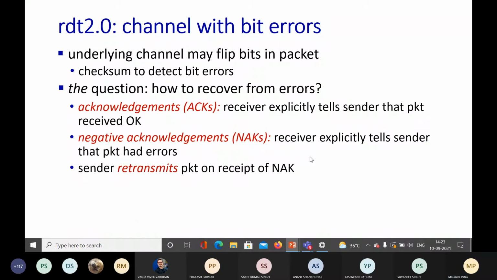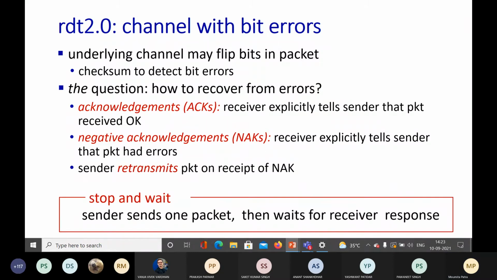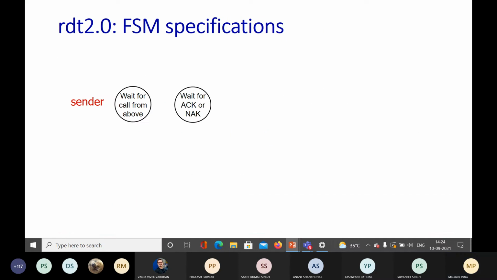So basically, what's the concept that's been used here? The sender sends a packet and then it waits for an acknowledgement from the receiver side. Whether it is an acknowledgement or a negative acknowledgement, it will wait for a response from the receiver side. So let's see the corresponding FSMs for this one.